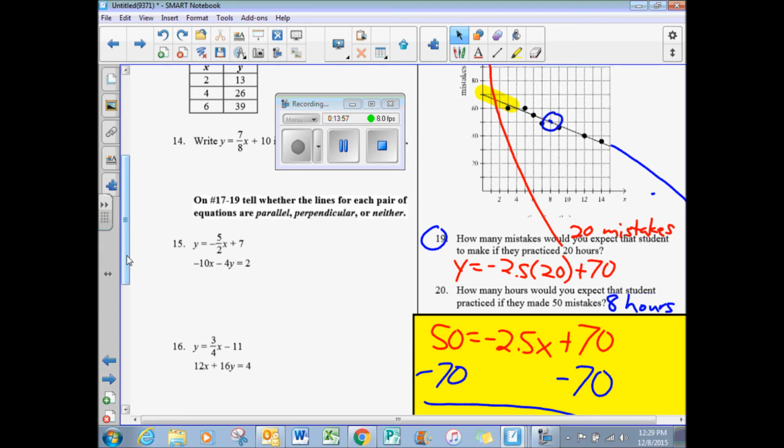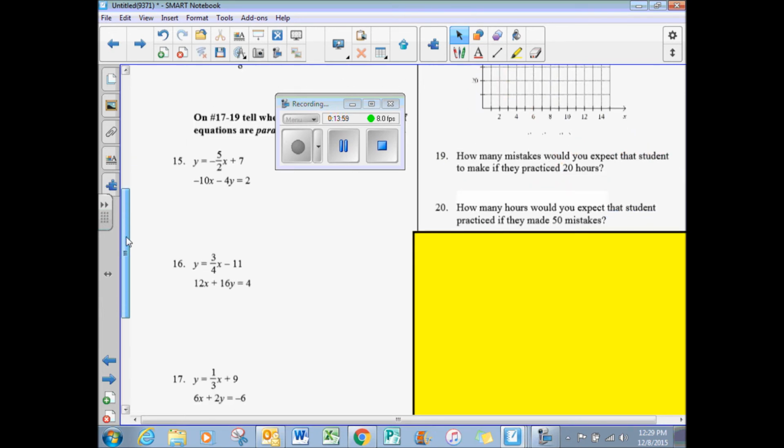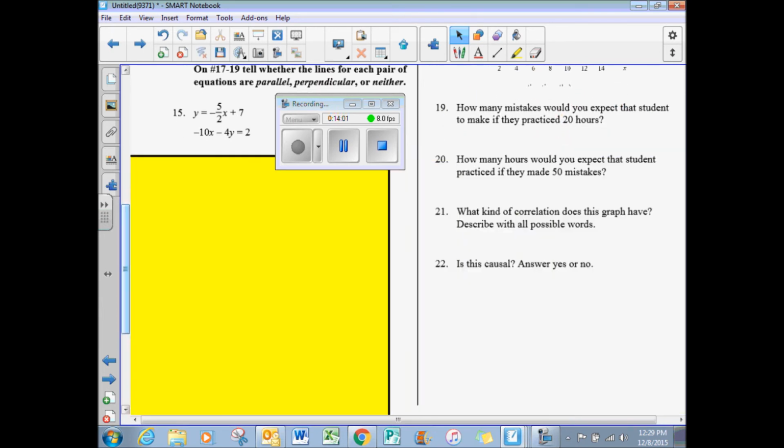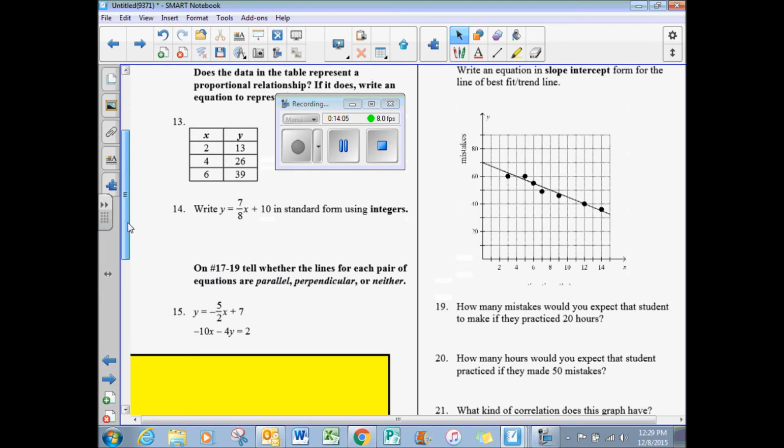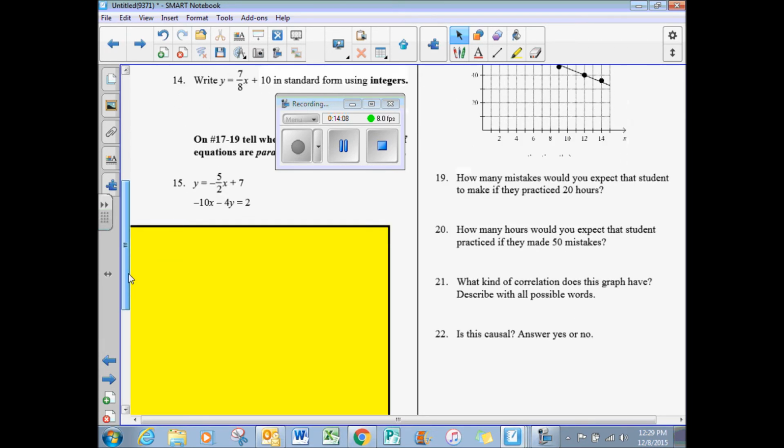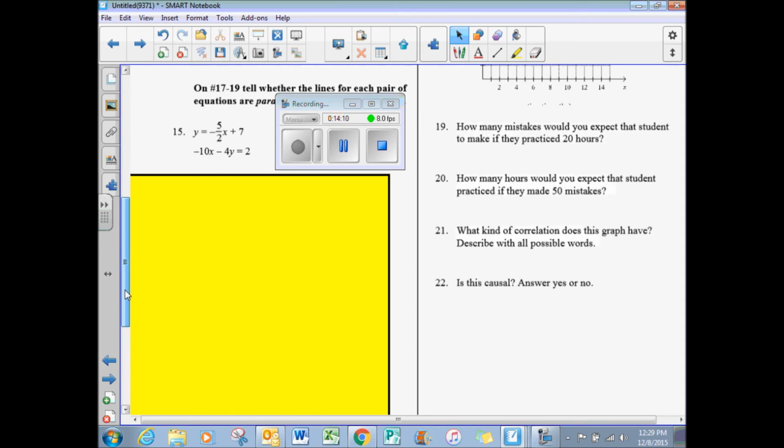All right. Moving on. What kind of correlation does this graph have? What does it look like? Negative. Because one goes up, the other goes down. So that's why I wrote it's a negative correlation. Negative correlation because as what?